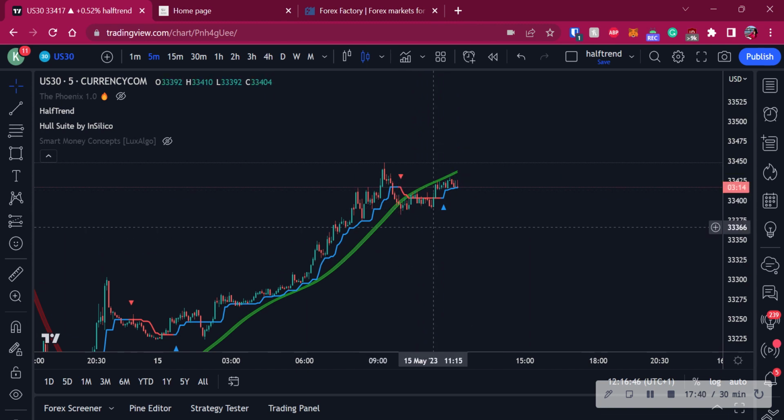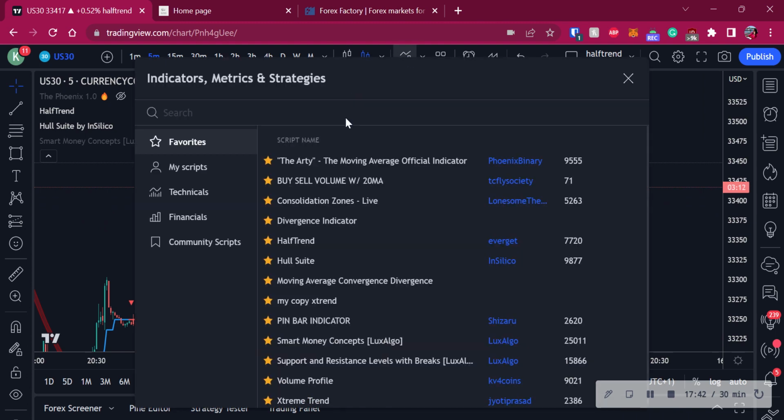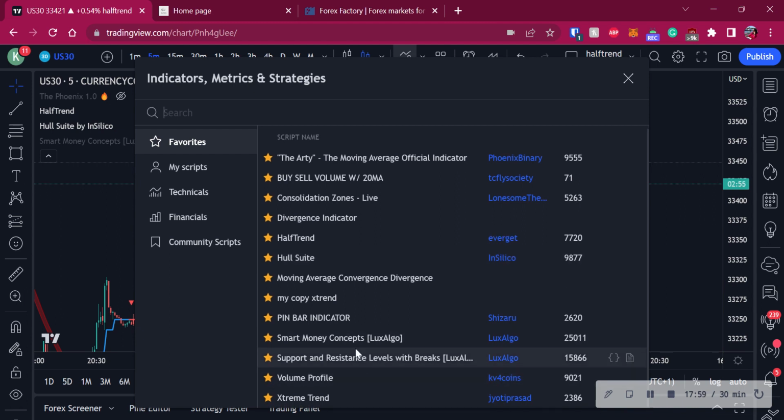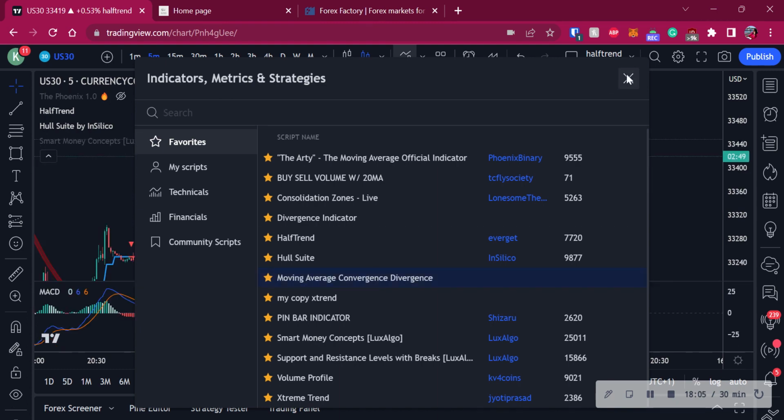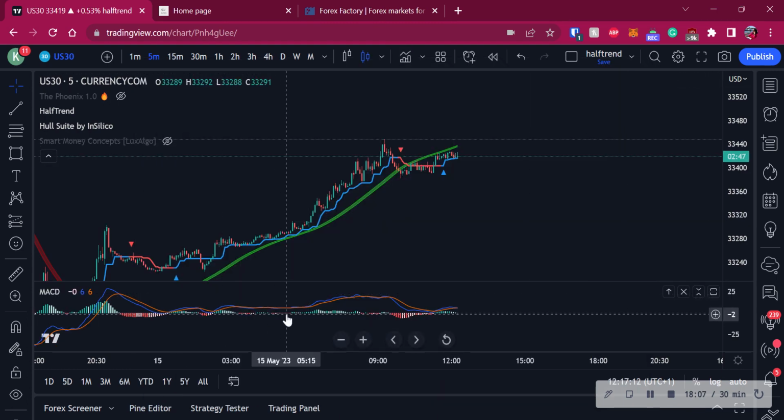So let's just see what price does, and I'll show you guys the indicators again. So this is Half Trend by Everjet, and this is Hull Suite in Silico. All right, but what I also want to suggest to you guys is just click on the notes and read the indicators up, right? Read how to use them, what you're doing, and then obviously the other one was this one, moving average, divergence, and convergence. Okay, which is the one I showed you guys earlier. And then just favorite it so it's always there for you to play around with.